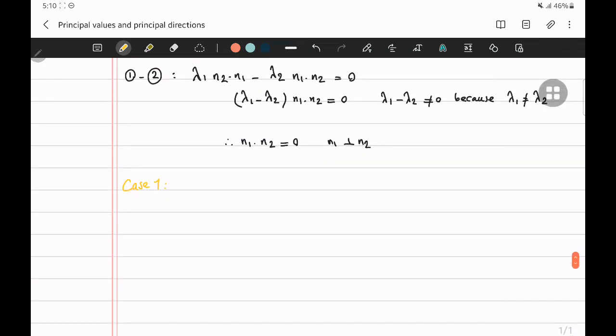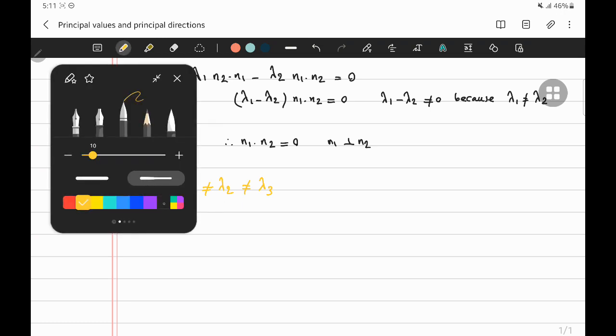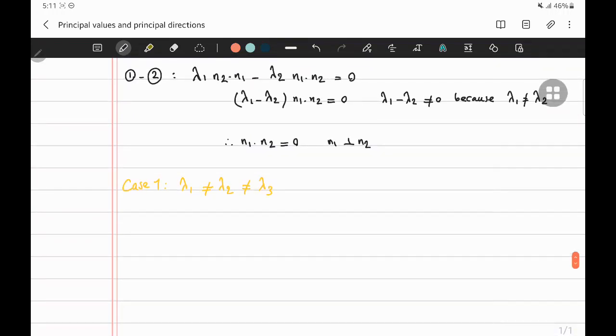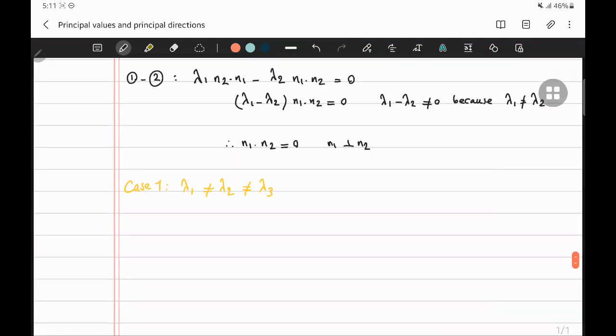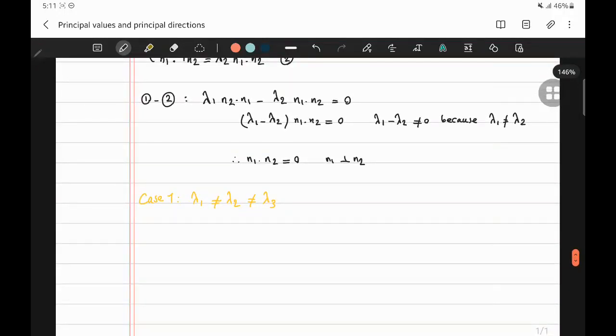So in this case, we have lambda 1 not equal to lambda 2 not equal to lambda 3. So you have three different principal values. So in this case, basically, you have at least one of the principal directions perpendicular to each other. We already discussed this.